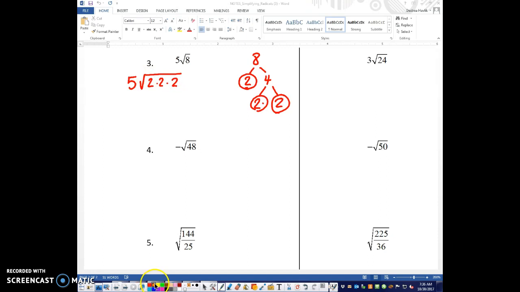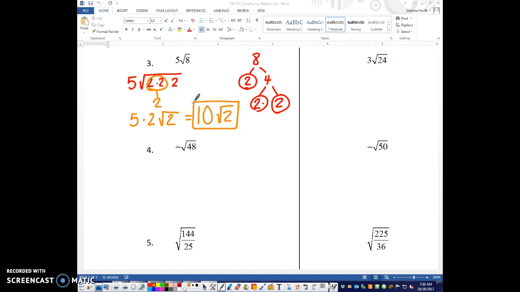Okay? Let's find our pairs. Here's 2 2's here, so we pull it out. So now we have 5 times this 2, and then what's left inside? 1 2. What is 5 times 2? 10. And then we have our square root of 2.